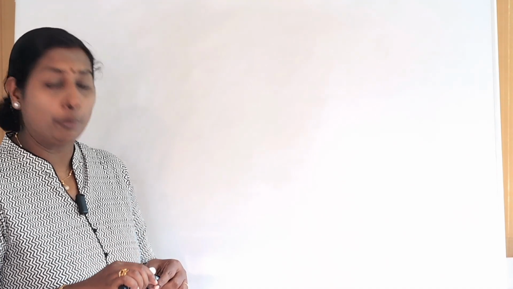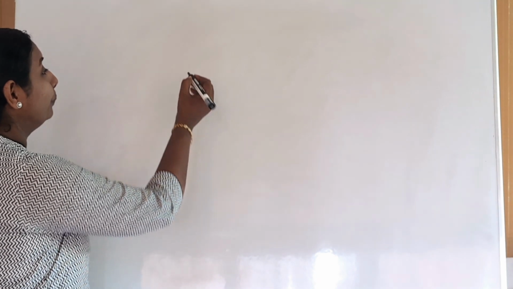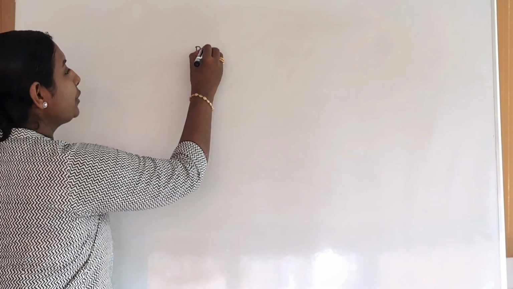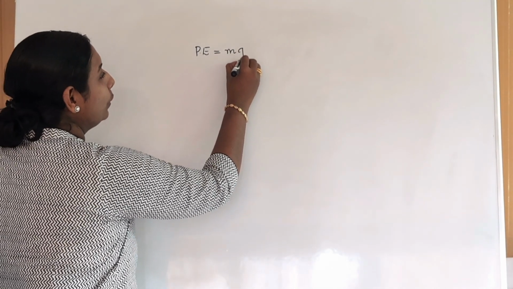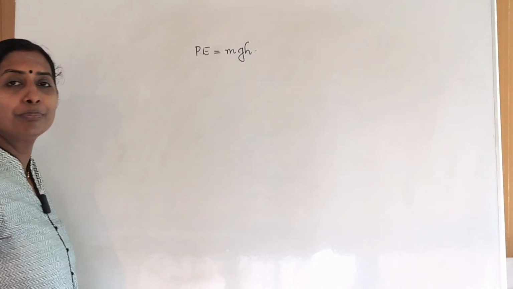Hello everyone. Continuing with the concept of energy, today we will discuss the concept that potential energy is path independent. In your NCERT textbook, you have an illustration to show that this potential energy is path independent. So, we know what potential energy is. Potential energy is equal to m into g into h.